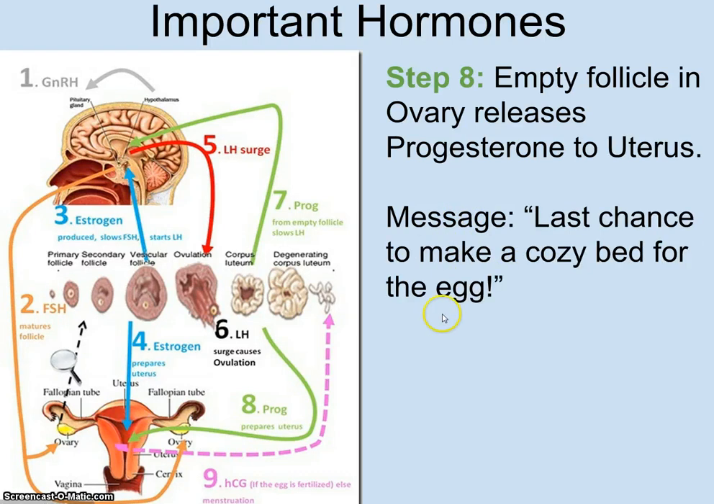One of the last things that happens also is the empty follicle in the ovary produces another super important hormone called progesterone. Progesterone is going to go to the uterus, and the message there is this is the last chance you have to make a really cozy bed for the egg. So you better make sure that you're totally ready for the egg, because it's coming now.